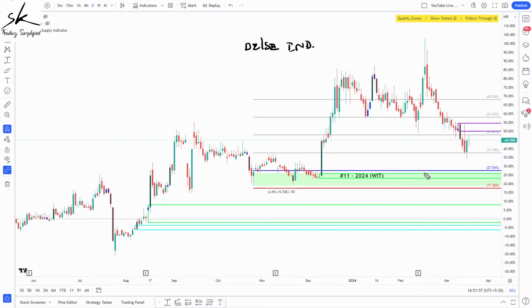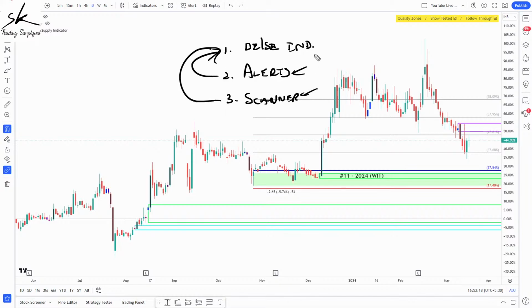which you can see is plotting the zones for us. The second one, so that's the first one. The second one is the alerts, and the third one is the scanner, screener, right? So basically what happens is, if you're subscribing to alerts, or if you're subscribing to scanner, by default you get demand supply zone indicator complimentary.